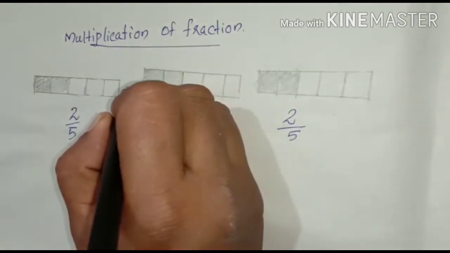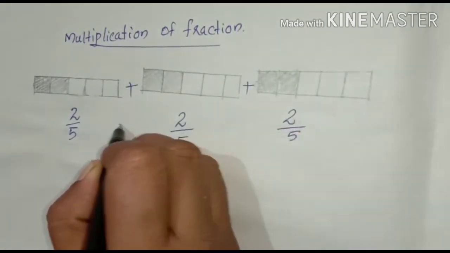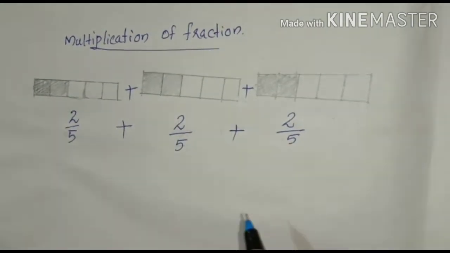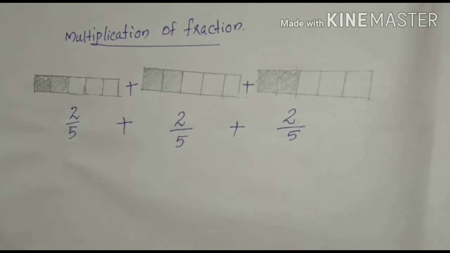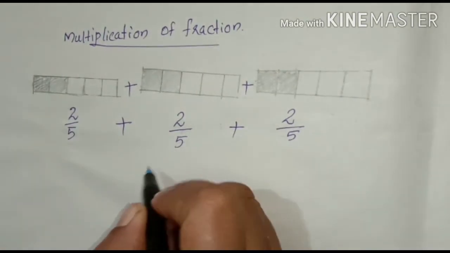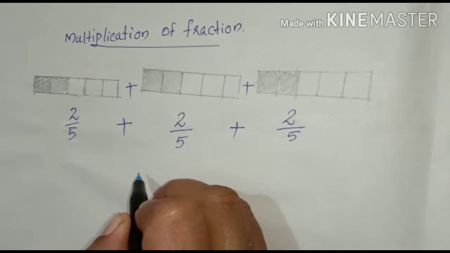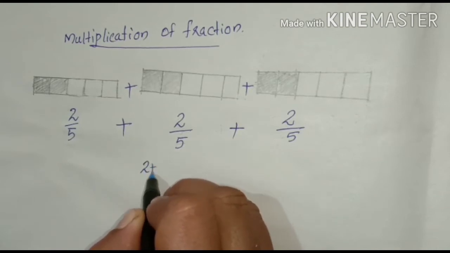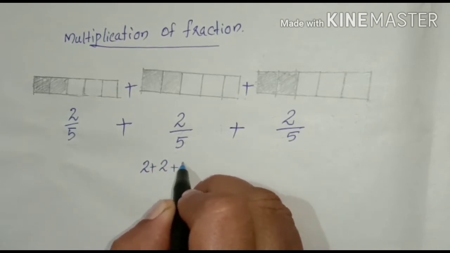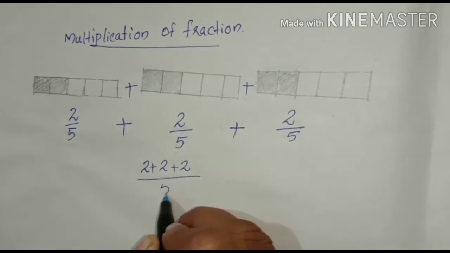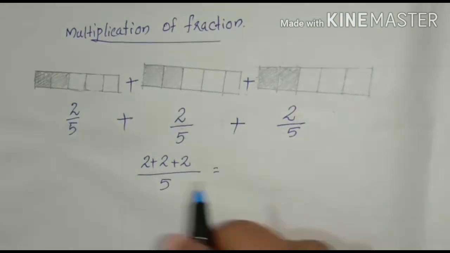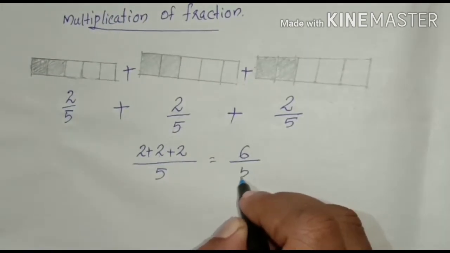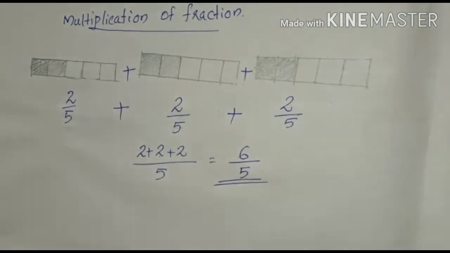We have to add these fractions. We already studied the addition of like fractions. How do we add the like fractions? To add like fractions, we have to add the numerators first. Add the numerators 2 plus 2 plus 2 and write the same denominator. 2 plus 2 plus 2 equals 6. So 6 by 5 is the answer.